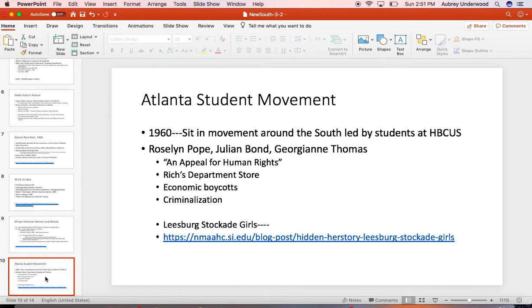Students at the various institutions wrote and published an appeal for human rights that was published in different newspapers. They organized economic boycotts of both Woolworths as well as Rich's Department Store, which was one of the largest places to shop in the city. And of course, being involved in this became criminal. This happened both inside and outside of Atlanta, as very young activists, even in rural parts of the state, were basically imprisoned for their student leadership. And we'll talk about this at another time as well.